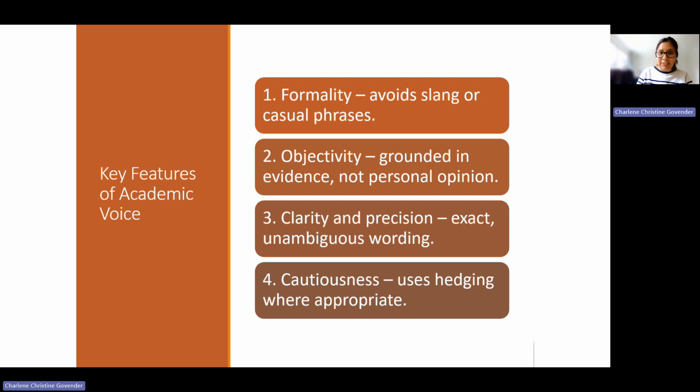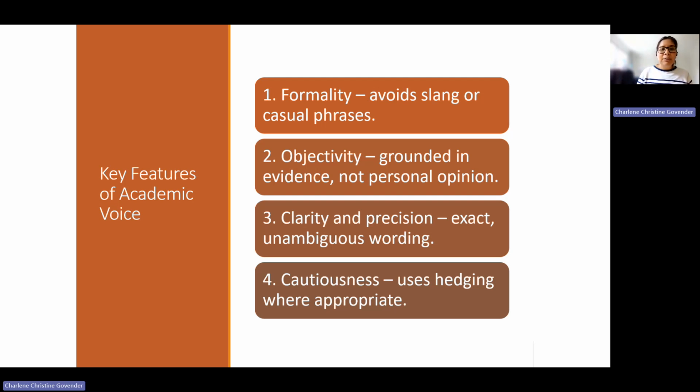The second feature is objectivity. Simply, objectivity is when you base your argument on evidence and not personal feelings. So, for instance, if you say the sky is blue, you'll need to back that up with research that also says the sky is blue. And while you do that, you may find that the sky is not necessarily blue. Once you find research to support your claims, you are heading in a good direction. But remember, that brings us to point number four, cautiousness, which we'll touch on.